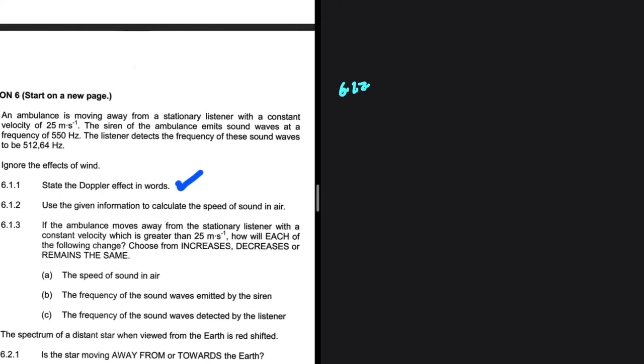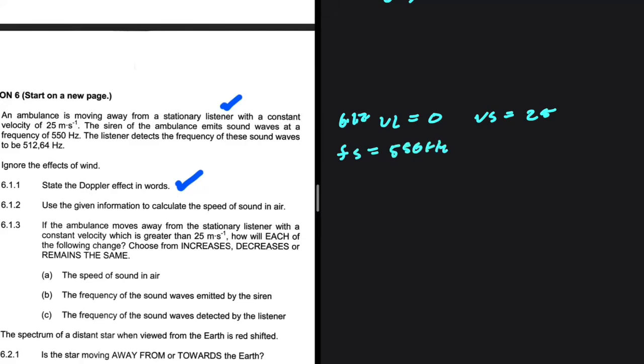So an ambulance is moving away from a stationary listener. So if the listener is stationary, then we have VL, the velocity of the listener, being equal to 0. Okay, the ambulance is moving away from the stationary listener with a constant velocity of 25. So we have Vs, the velocity of the source, being equal to 25. Okay, the siren of the ambulance emits sound waves at a frequency of 550 Hz. So we have the frequency as emitted by the source being 550 Hz.